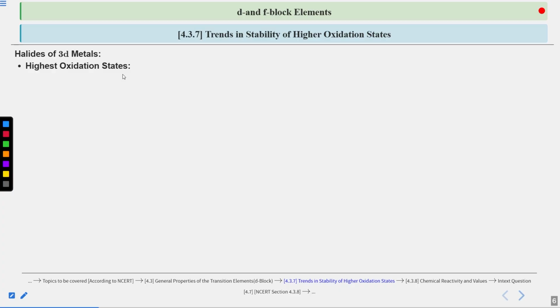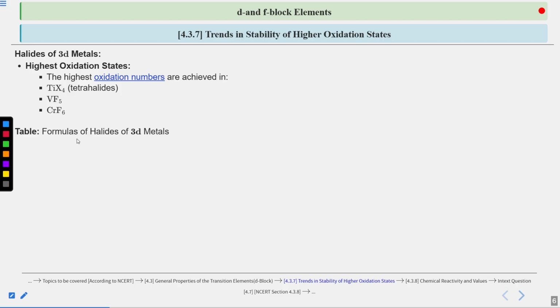Highest oxidation states. The highest oxidation number is achieved in titanium TiX4, where X represents any halide. We call it a tetrahalide, TiX4, where X is the halogen, and here the oxidation state of titanium is +4, which is the highest oxidation number achieved by titanium. Vanadium pentafluoride, VF5, where F is fluorine and V is vanadium, and vanadium is in the +5 oxidation state, which is the highest oxidation state of vanadium. Chromium, CrF6, similarly.